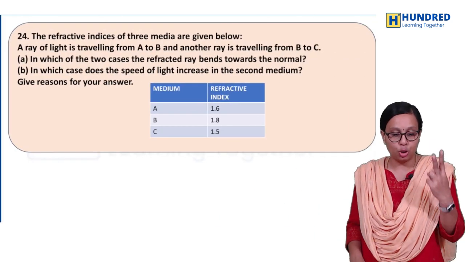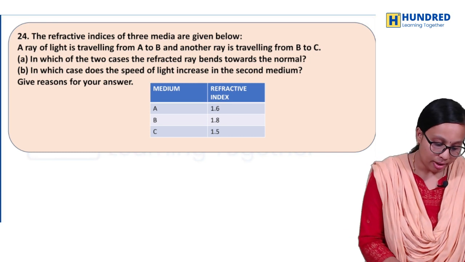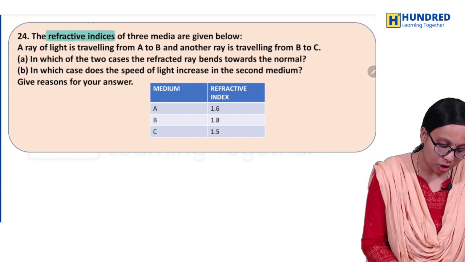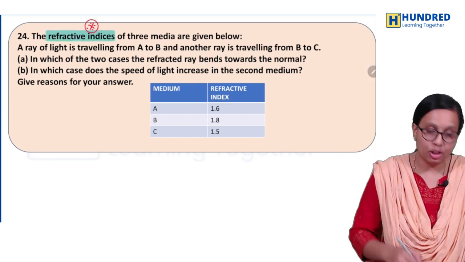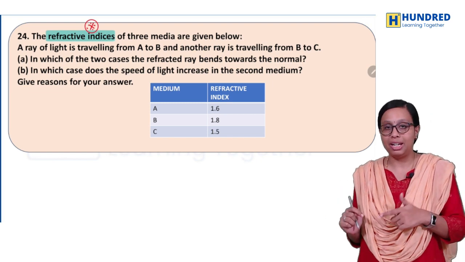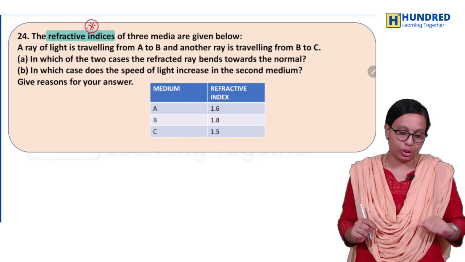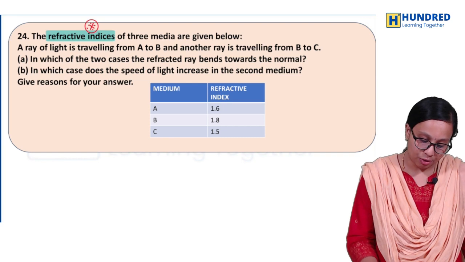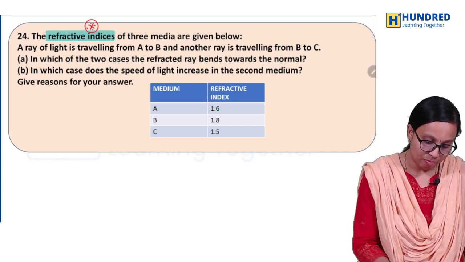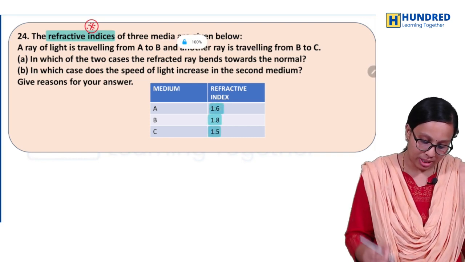Now moving on to the 2 marks. So I did mention refractive indices is an important concept. Based on this concept, the questions are being repeated in most of the board exams. Okay. So the refractive index of the 3 media is given here. So it's 1.6, 1.8 and 1.5.